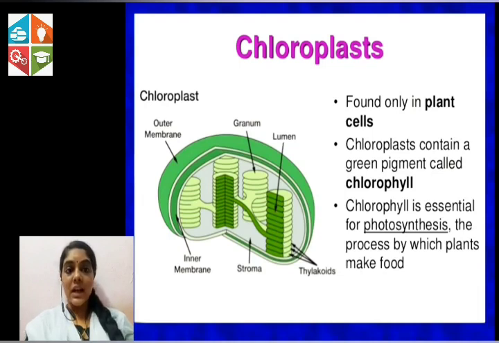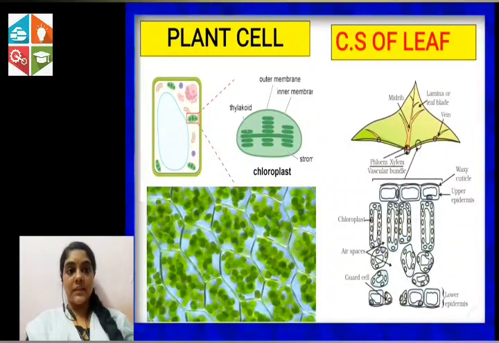These are the organelles which contain the green pigment called chlorophyll. This organelle is called chloroplast. Chloroplast is the exact place where photosynthesis takes place, where the food is prepared inside the leaf. So when you cross section a leaf and see it under the microscope, you can see here in the left bottom, you can see the slides.